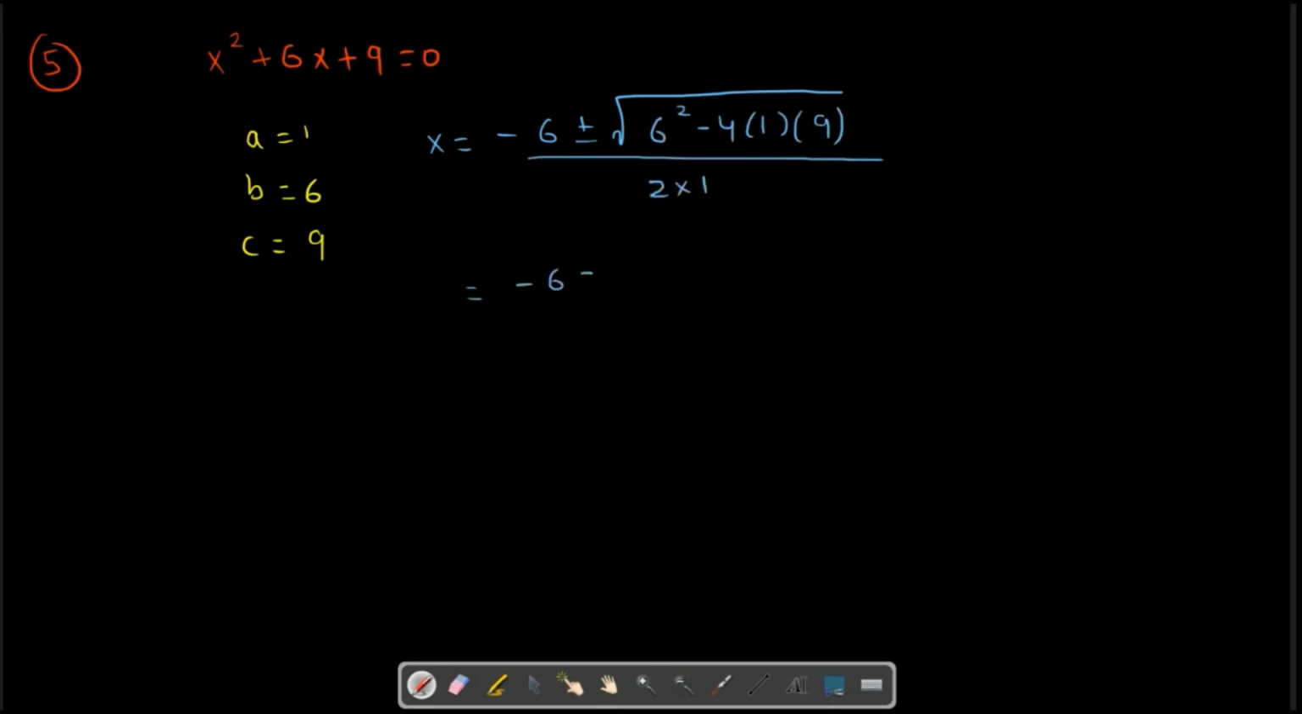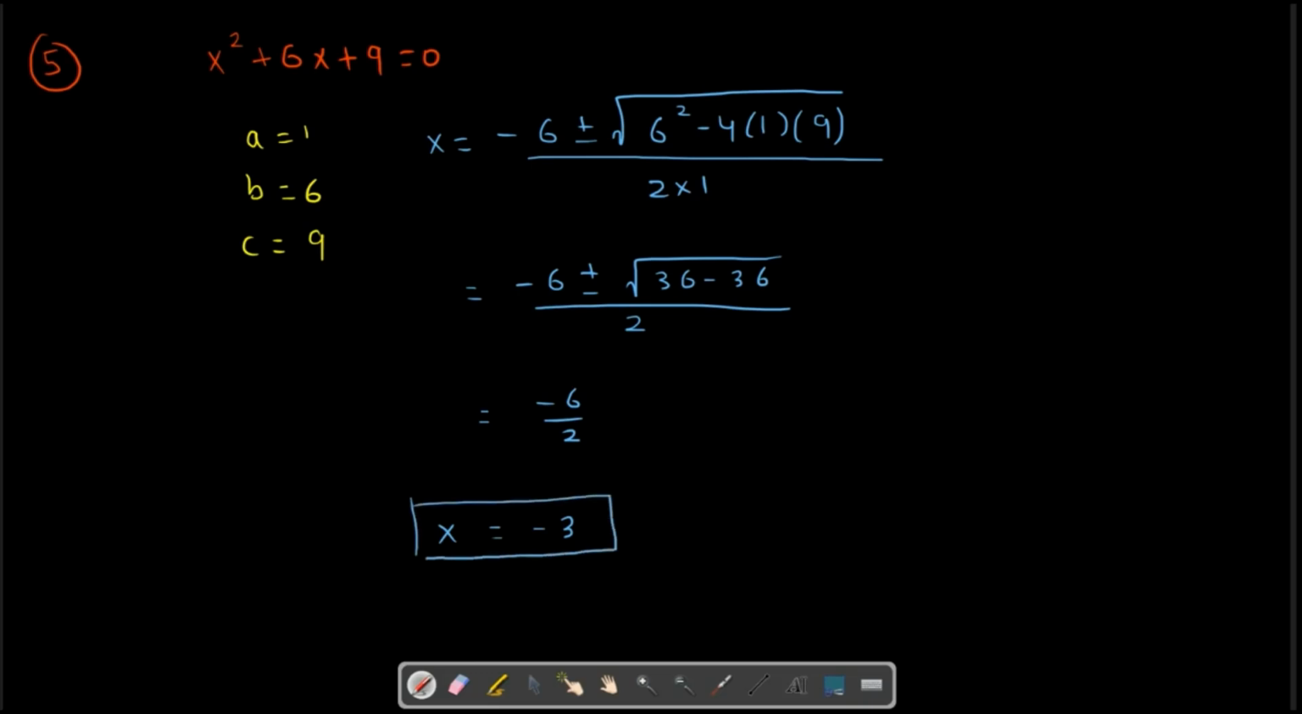So this becomes negative 6 plus minus the square root of 36 minus 36 over 2. And 36 minus 36 is just 0. So it's negative 6 over 2, which is negative 3. So this means that it has a real root but a repeated one, since it just has one value. So negative 3 is the only root, which is a repeated root for this particular quadratic equation.